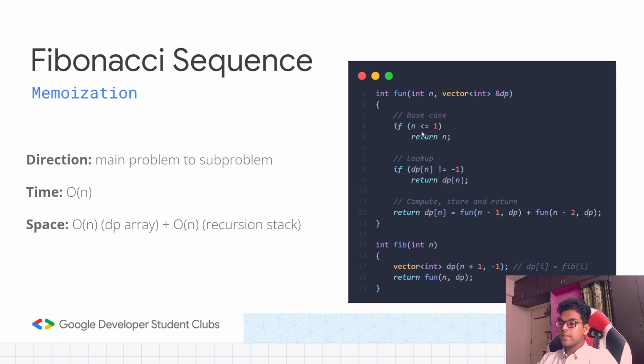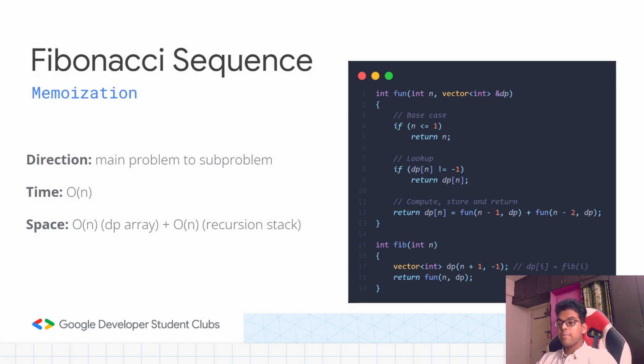Next up, if n is more than 1, we first do a lookup in the DP cache to see if that value for that particular index has already been computed. If it has been, we directly return the value that was stored in the cache. In case the value is not computed, we first compute the value by finding the Fibonacci for the n-1th and n-2th term, storing that result in the cache, and then returning it to the calling function in the recursive stack space. So in this way, the DP array is filled in a top-down approach, the direction being main problem to sub-problem.